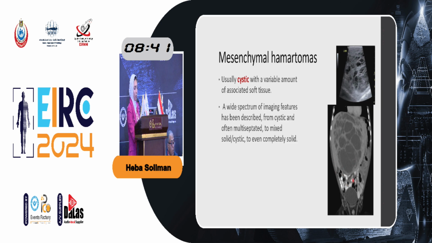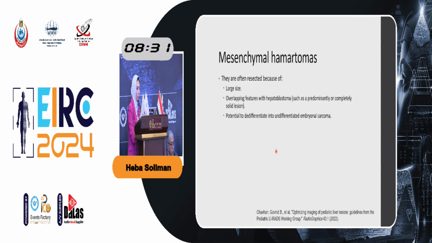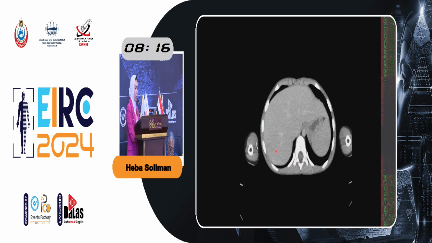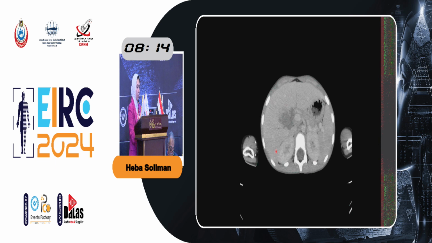The classic appearance is a multi-septated cystic mass in a young child, and the first differential is mesenchymal hamartoma. However, it could present as a completely solid mass, and then it couldn't be differentiated from a hepatoblastoma. They are often resected because of their large size, the overlapping features with hepatoblastoma, and the potential to de-differentiate into embryonal sarcoma.